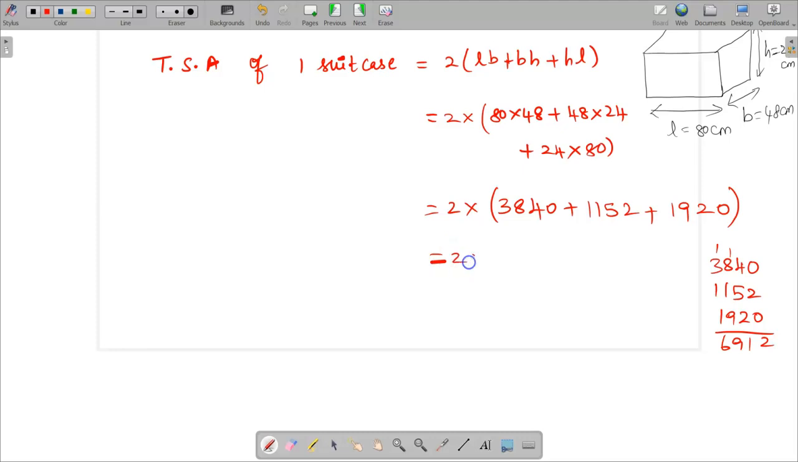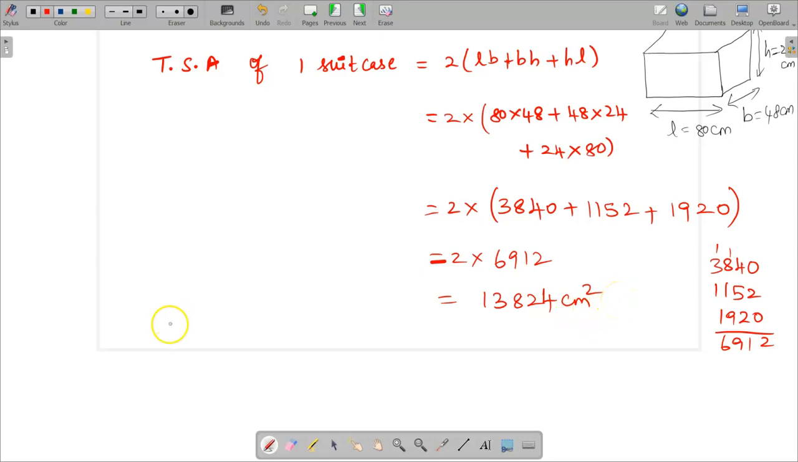So it is 2 into, just simplify the bracket first, 6912. Now multiply this value: 2 2s are 4, 2 1s are 2, 2 9s are 18 and 1 carry, 2 6s are 12, 12 plus 1 is 13. So the total surface area of one suitcase is 13,824. Here length and breadth are measured in centimeters, so centimeter into centimeter is centimeter square. The total surface area of one suitcase is 13,824 centimeter square.